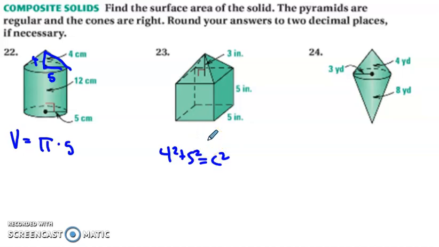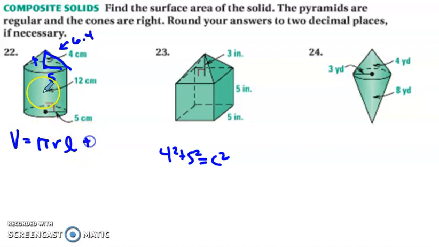4 squared plus 5 squared gives us 41, square root of 41. We're looking at about 6.4 as our slant height. Okay, if you remember, let me just back up a step. The surface area of a cone is pi r squared, that's the base, plus pi r L. So we're just going to go with pi r L. We don't need the base.